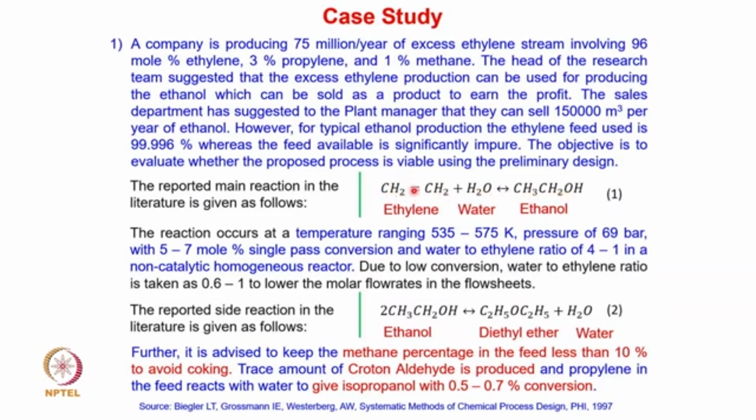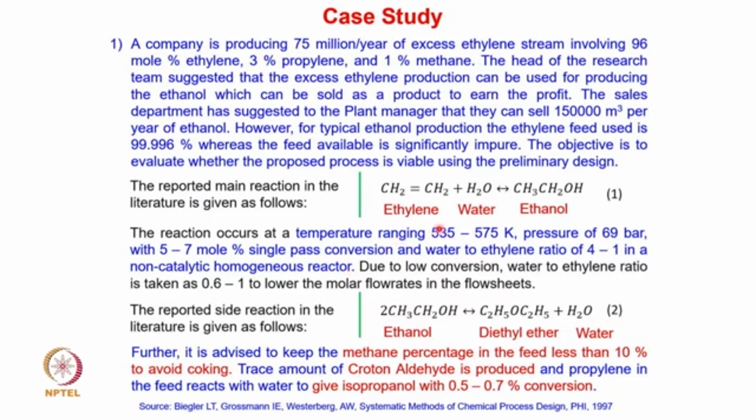Typically this reaction occurs at a temperature of 535 to 575 Kelvin and at a pressure of around 69 bar. In this reaction, the single pass conversion is around 5 to 7 mole percent. And also typically the water to ethylene ratio maintained is around 4 to 1. And this is a non-catalytic reaction which occurs in a homogeneous condition.